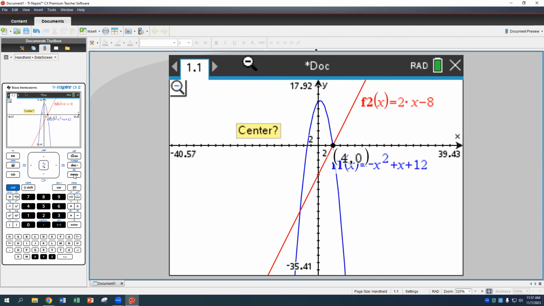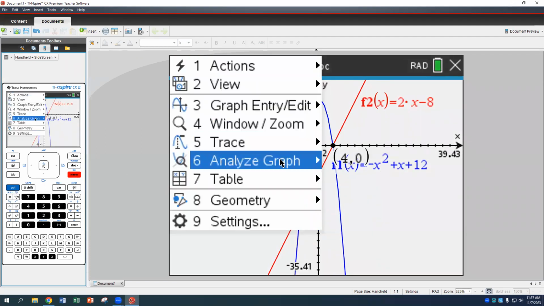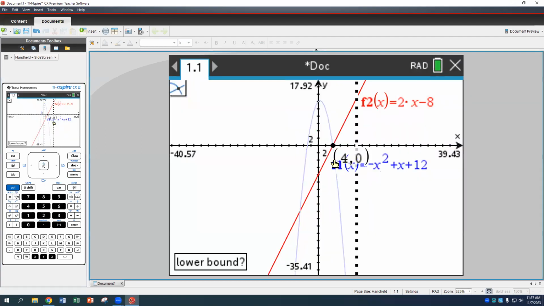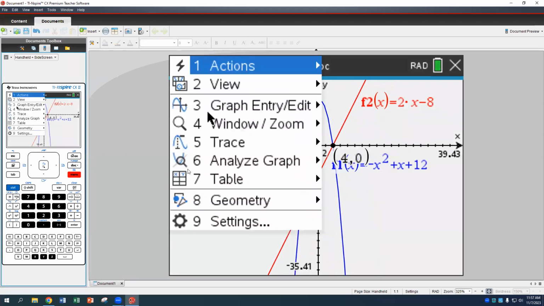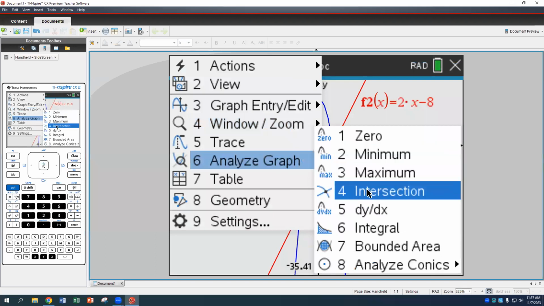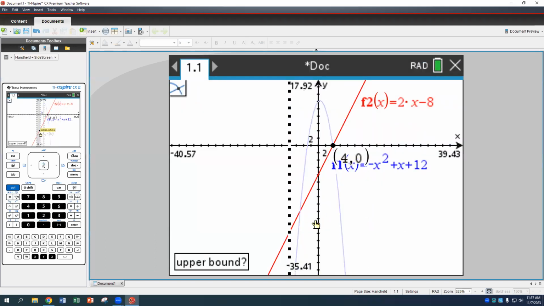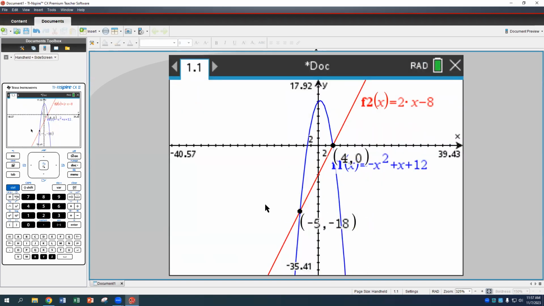But you can see we have two intersections. So I'm going to go ahead and analyze graph. I'm going to hit menu, analyze graph, intersection. I'm going to click to the left of the intersection and to the right. And those are our two answers, 4, 0, and negative 5, negative 18. So those would be our solutions by graphing.